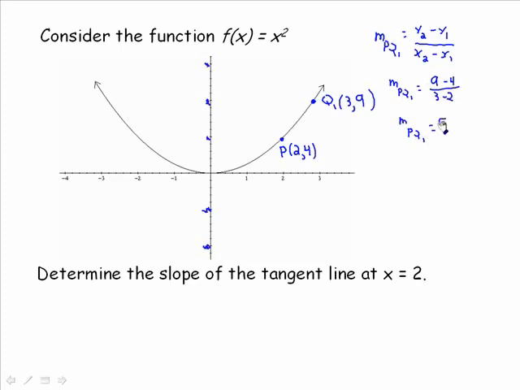Now that's a poor approximation. Now I'm not going to bore you forever doing this, but I'm going to pick another point, Q2, that's closer. So let's get quite a bit closer. Q2 is, let's say, 2.1. And then, in order to get the y coordinate, you have to plug 2.1 into that x squared formula. So 2.1 squared is 4.41.